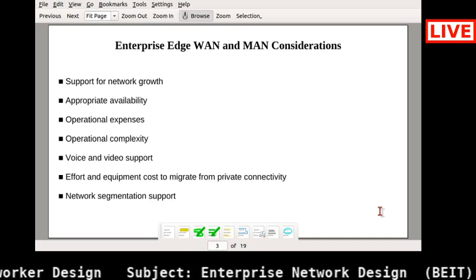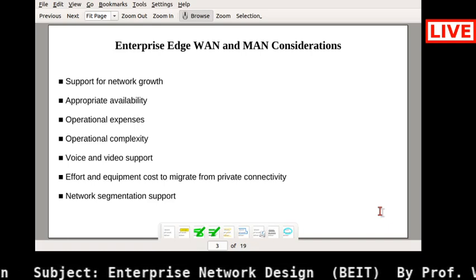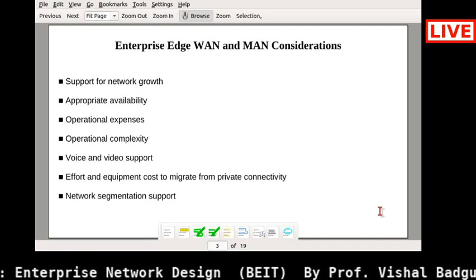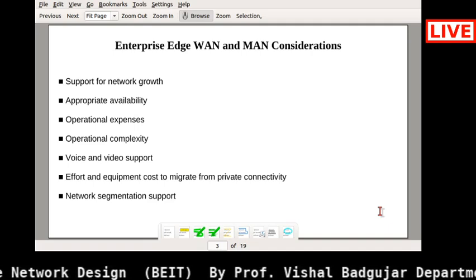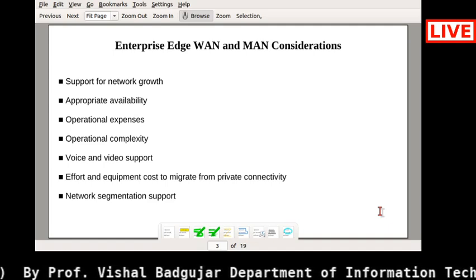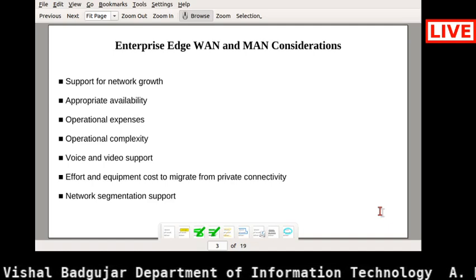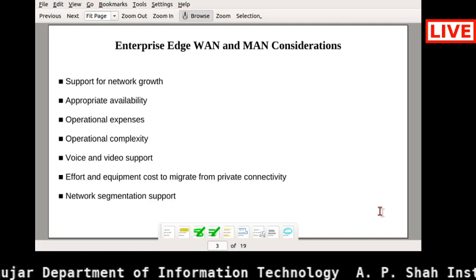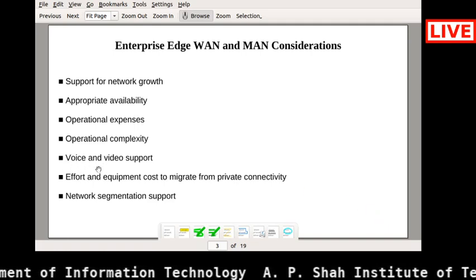And how these are the cheaper technologies which can replace the traditional ones, how they can be used, how they can be secure, and how they can have low cost, in order to serve your enterprise campus network. So you need to also think about that. Okay, so then the voice and video support.